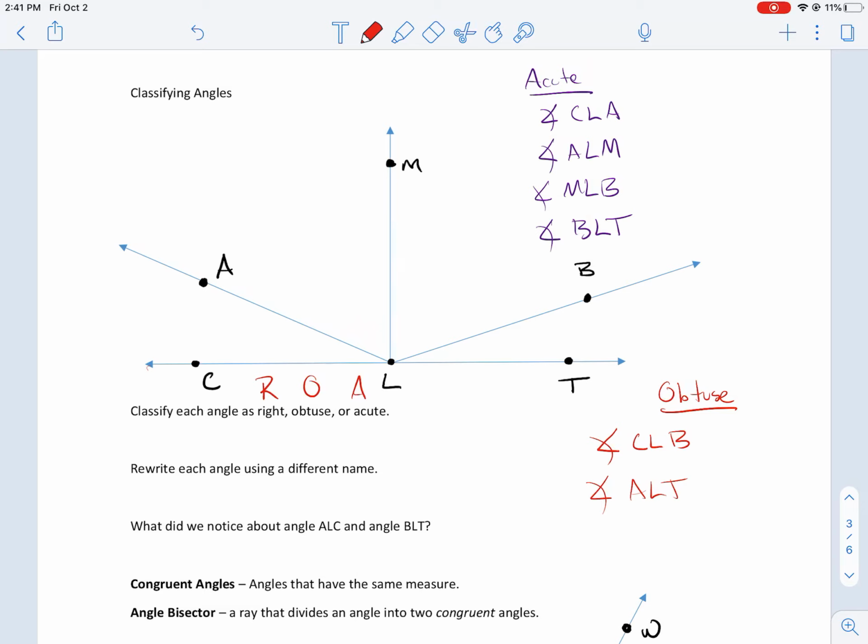Okay? So, that being said, all right, it says rewrite each angle using a different name. Okay, I can do that. So I'm going to go angle ALC, angle MLA, angle BLM, and angle tomato, lettuce, bacon. Okay, so all I did there was just flip them around, but if you notice, what stayed in the middle?